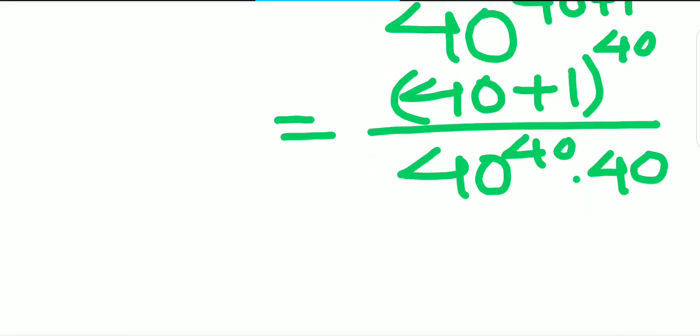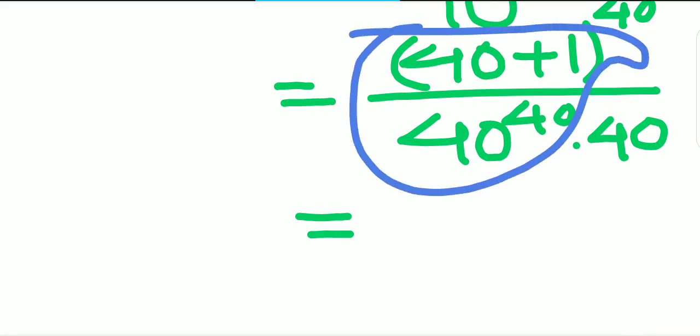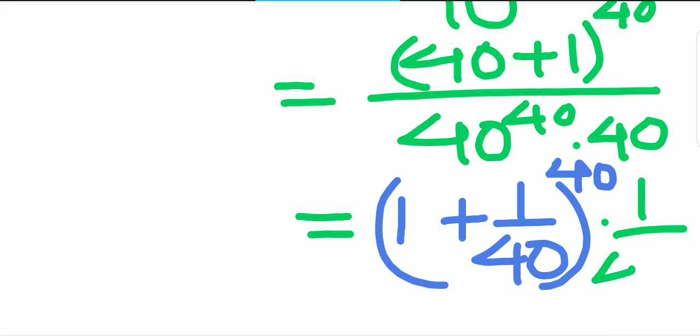Okay, now we look at this quantity. What you see is that we can simply write this as 1 plus 1 by 40, whole thing to the power 40. And the other quantity we write as it is, 1 by 40.